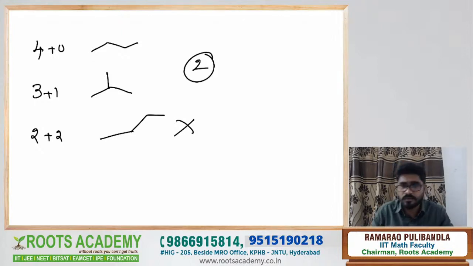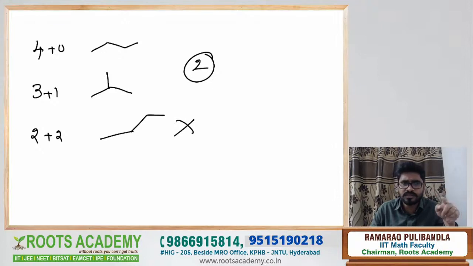Almost everyone gave the wrong answer. So the total will be 2 isomers. So for C4H10, the total possible chain isomers are 2 only. Very good, Manu. Samir, please focus properly.